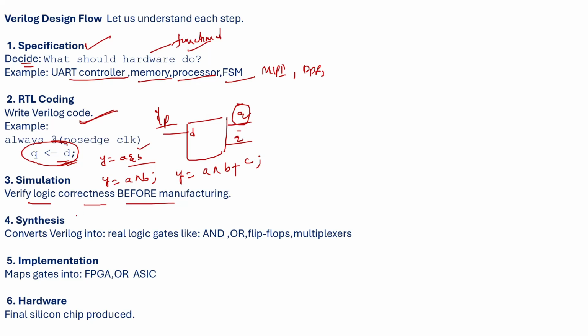And then synthesis. Whatever code you have written should be converted into real logic gates like AND gate, OR gate, flip-flops, multiplexers, whatever combinational circuits and sequential circuits we are having. So that will be converted. And then the implementation.